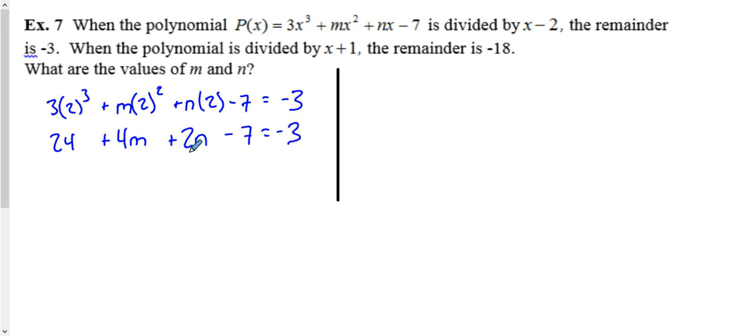I want to get m and n by themselves because it's my only variables right now, so I'm going to move all my numbers all to the right side here. So I have 4m plus 2n. So now that's going to equal negative 20.